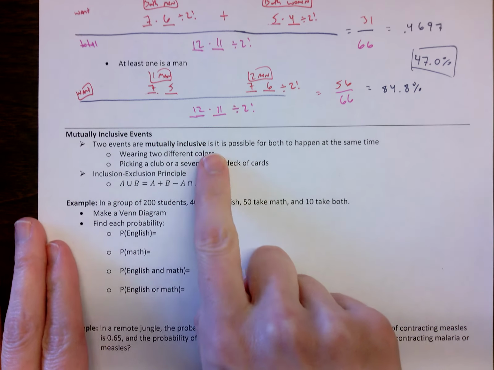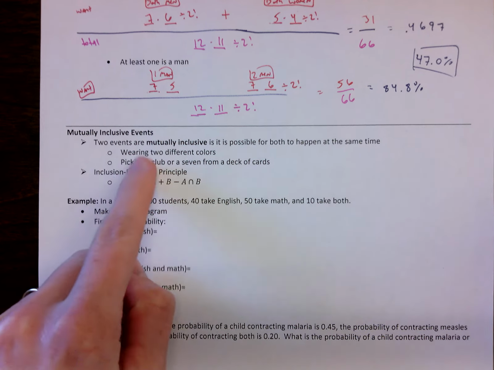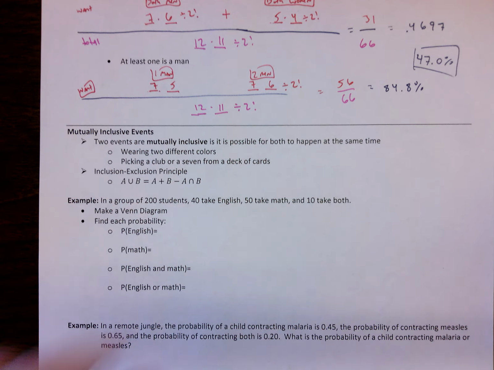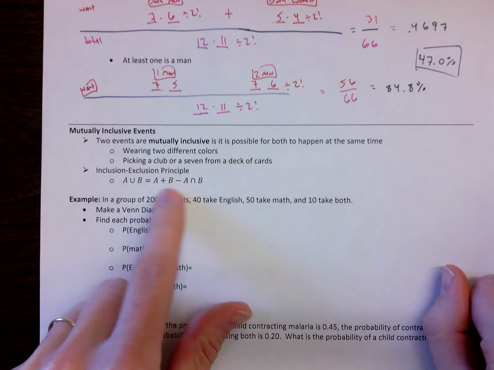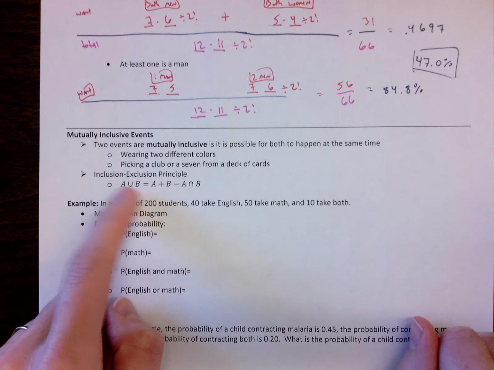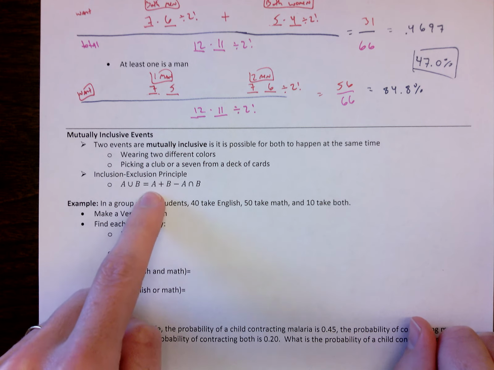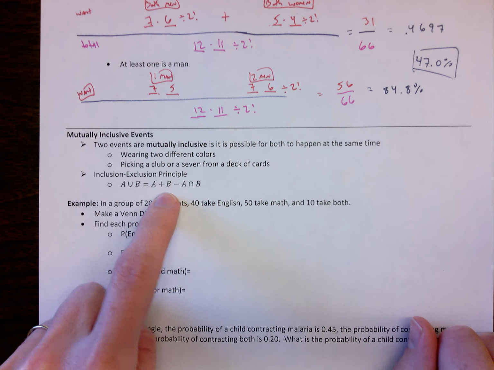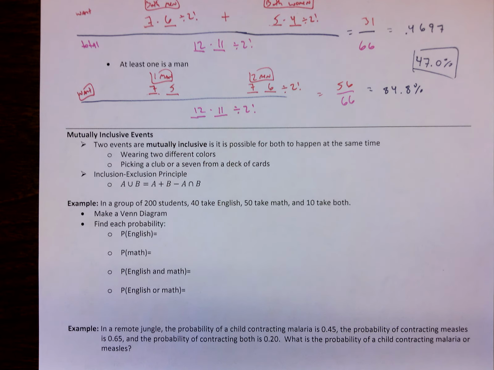So events are considered mutually inclusive if it's possible for both to happen at the same time, like wearing red and white. You could do both at the same time. Okay, picking a club or picking a 7 from a deck of cards, there is a 7 of clubs, so it's possible to do both. Okay, and then here what we have is this inclusion-exclusion principle that says that when you want to find the union of 2 sets, so when you want to find out how many there are total, you can add set A plus set B and then subtract the overlap between them. So let's come back to that in just a second. We'll illustrate it with the Venn diagram.